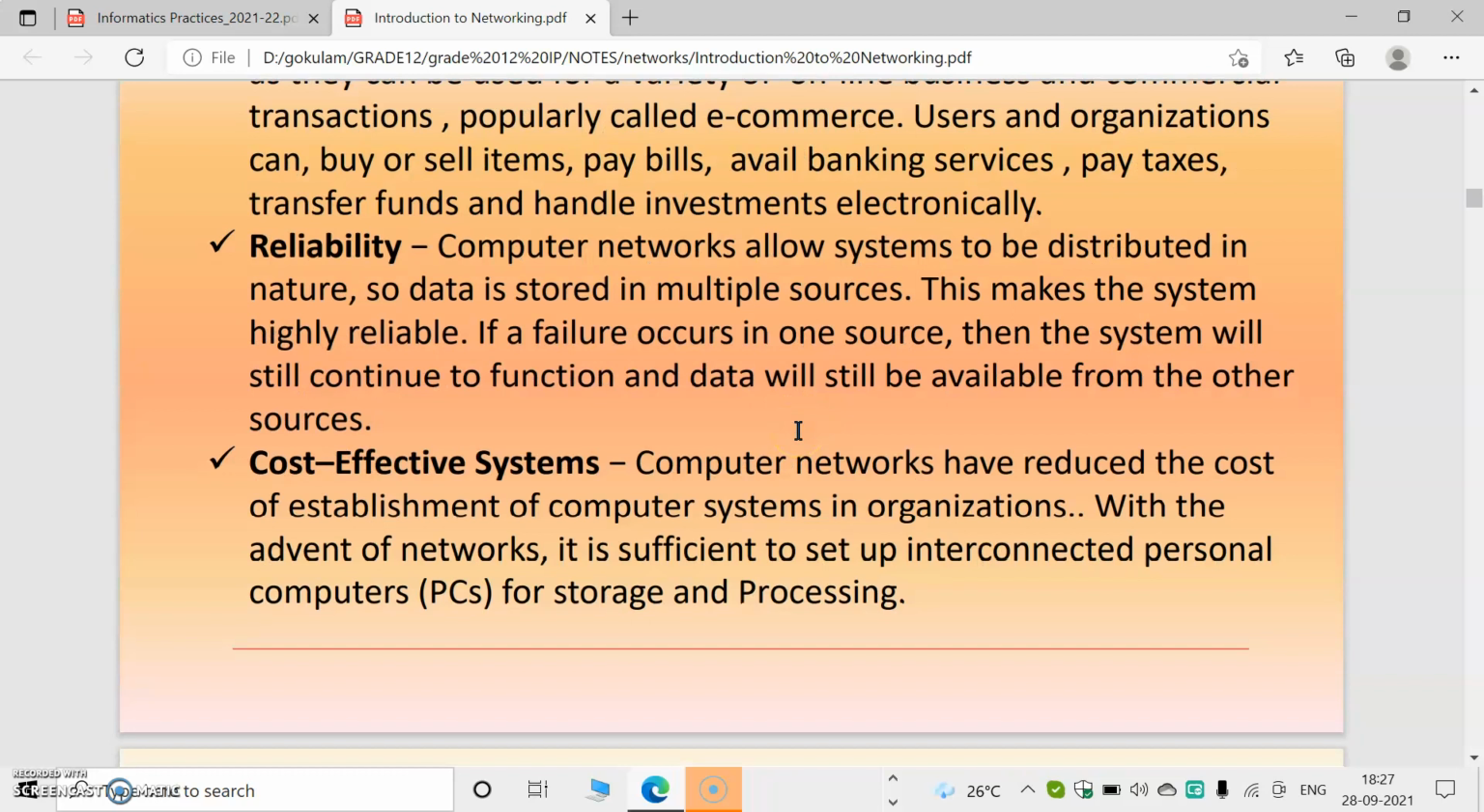Then reliability means that by using networks, the system is distributing data across multiple sources. So this makes the system highly reliable. That means I'm storing some data in system A and B. So if system A crashes, what happens? I can access the data from B. Like that, in multiple resources, the data are stored. So if one system crashes or is not working, we can take data from other systems.